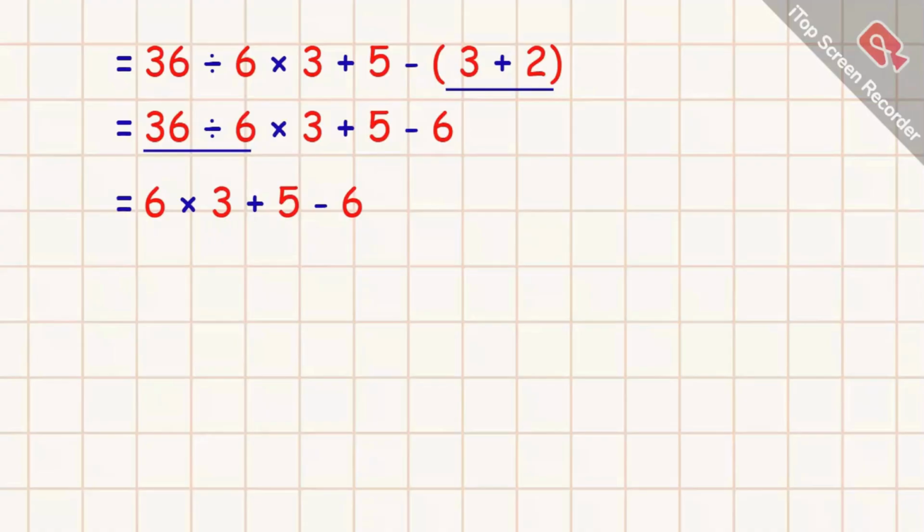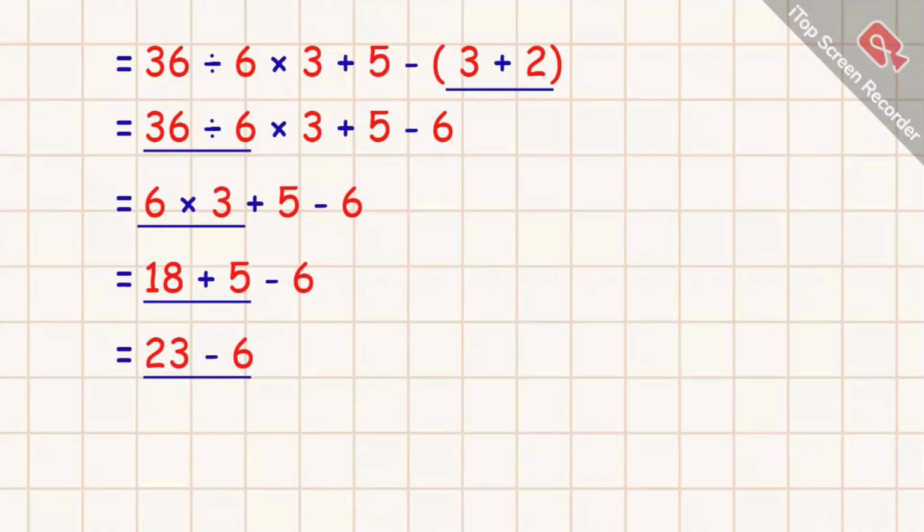Now the next operation is multiplication. So we're going to do that, and we get 18 as an answer. 18 plus 5 minus 6. The next thing we're going to do is addition. Why addition? Because in the rule of BODMAS, M stands for multiplication and then it's addition. Subtraction is the last thing to do. So we got 23 as an answer. 23 minus 6 is equal to 17.